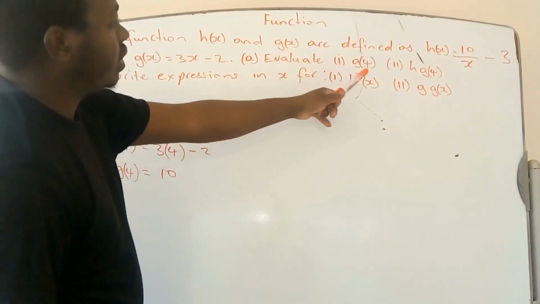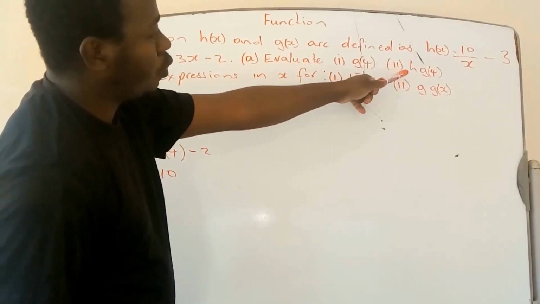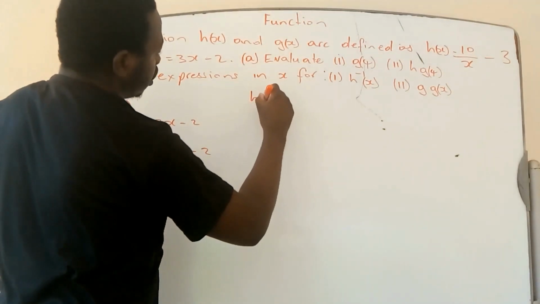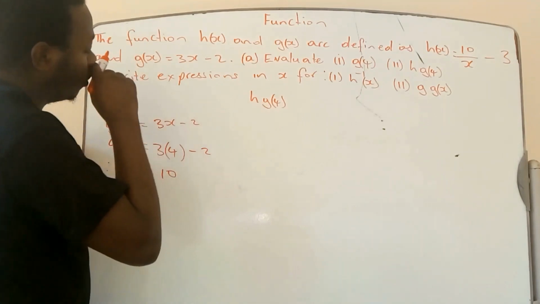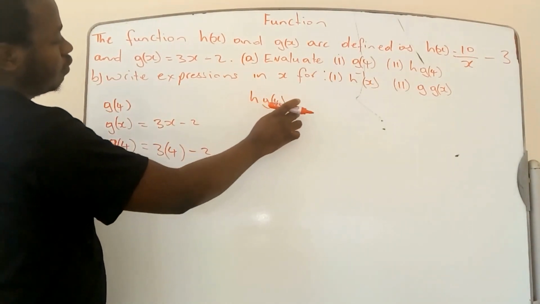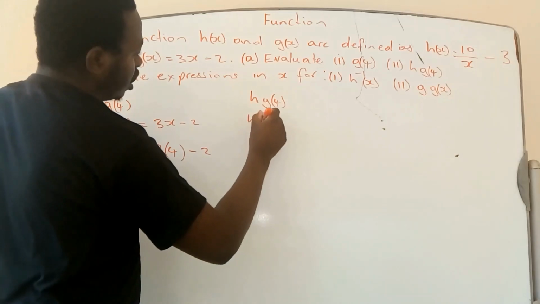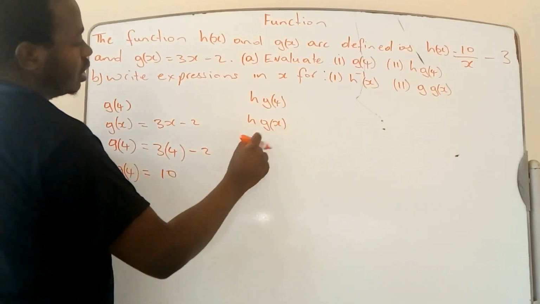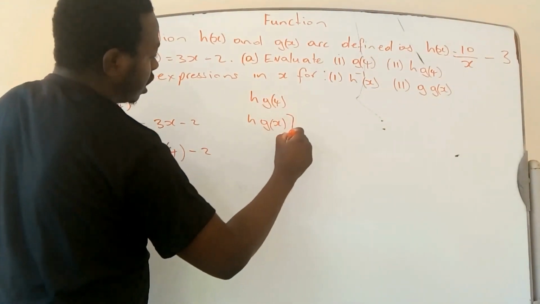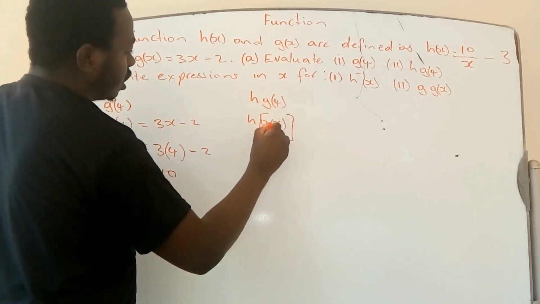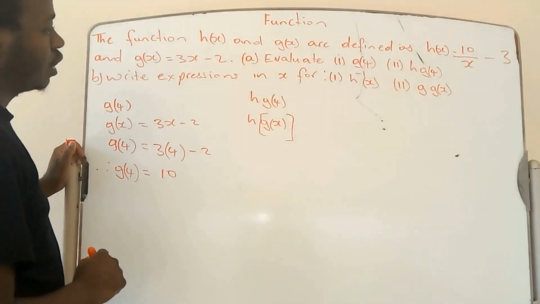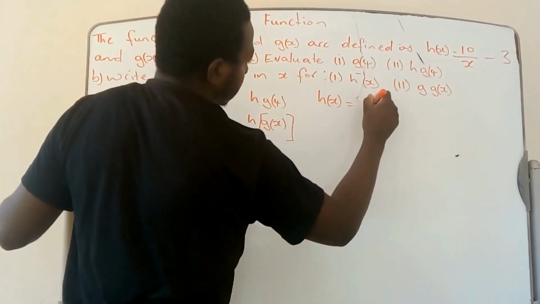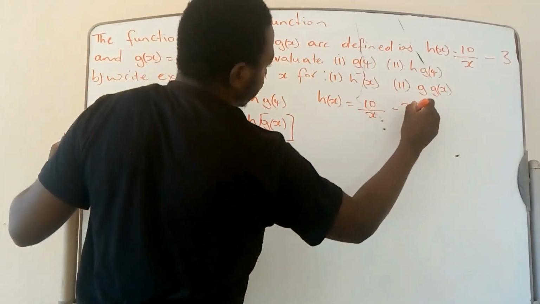Alright? Part A also wants h of g of 4. Now before we can find h of g of 4, we need the function h of g of x. What does h of g of x mean? h of g of x means that you put the function g of x into the function h of x, right? So we know what h of x is: h of x is equal to 10 over x minus 3.